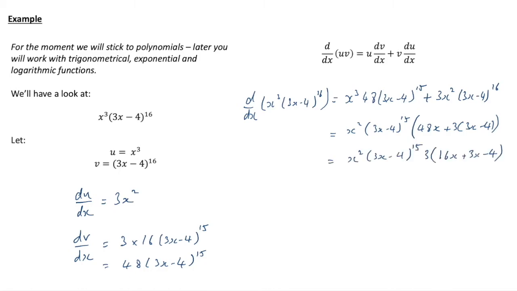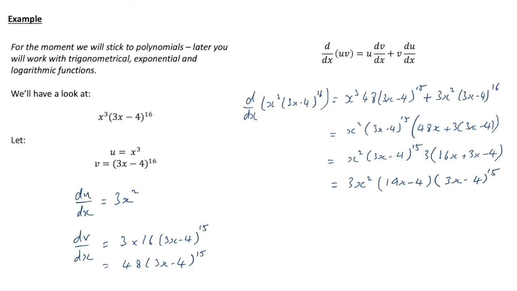Now we notice that in that second bracket we have a factor of 3, so we can take that out and put it at the front, and tidy up the second bracket in the line above. Our 16x plus 3x minus 4 becomes 19x minus 4, and then we have tidied it up as much as we can. So when we differentiate x cubed times (3x minus 4) to the power of 16, we end up with 3x squared times (19x minus 4) times (3x minus 4) to the power of 15.